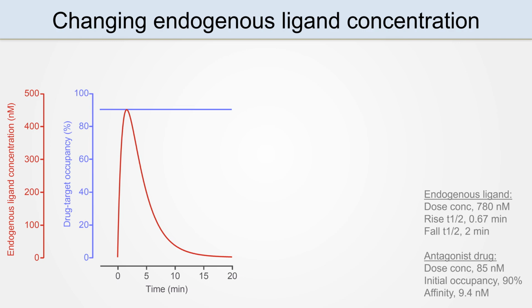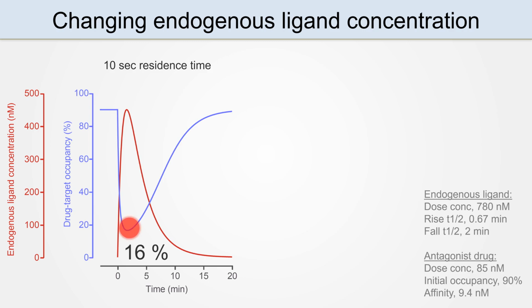Now suppose this drug in blue here has a really short residence time of 10 seconds. What happens under this condition is the drug gets displaced from the target by the endogenous ligand. Because the drug comes off the target so quickly, the target gets freed up and is swamped by the endogenous ligand. This means the drug is no longer very effective at occupying the target. The trough occupancy by drug is just 16%.